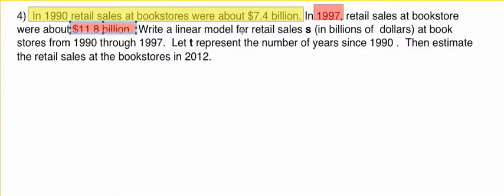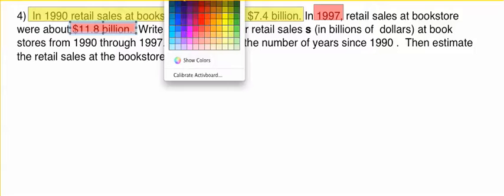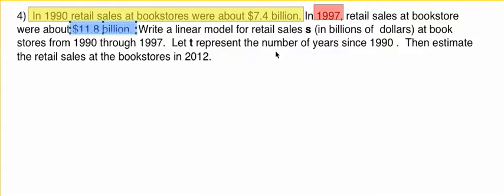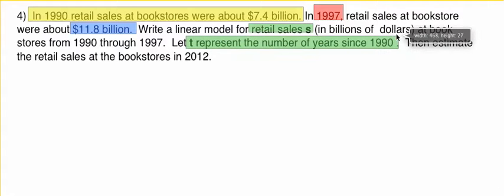Write a linear model for retail sales. Retail sales S in billions. So the nice part is there, it is already defined for us. We already have one of our variables at a bookstore from 1990 to 1997. Let T represent time since 1990. So there's our other definition of our variable, so we don't have to do that. Then estimate retail sales at the bookstore for 2012. So what we need to do is we need to take the information out of the words and turn it into information we can use.